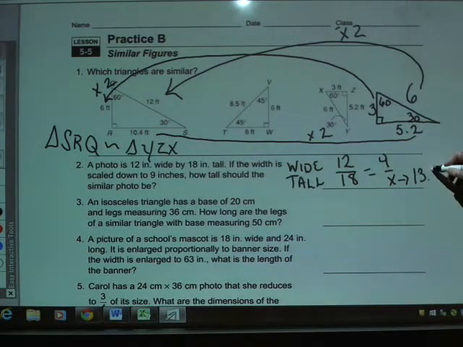And that's, of course, in inches because, again, our units are consistent. If the question is all about inches, it's not all of a sudden going to change to yards. It's still going to be in inches.